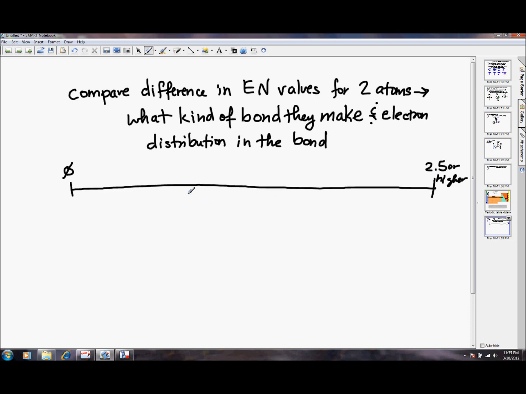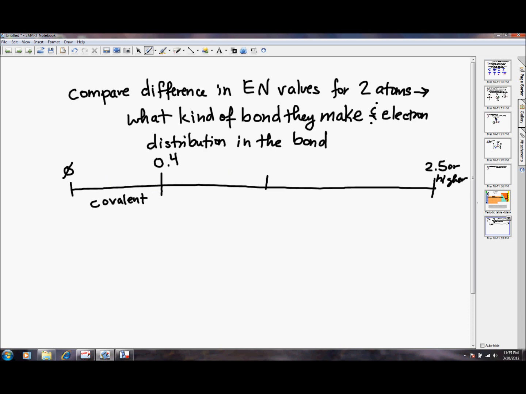Okay, it's going to be a little bigger. If the difference is pretty small, either there's no difference at all or the difference is as little as 0.4, this is going to be a covalent bond, which means they're going to share, which means they have fairly equal pull on the electrons of the other. That sounds kind of like a covalent bond where they're sharing.